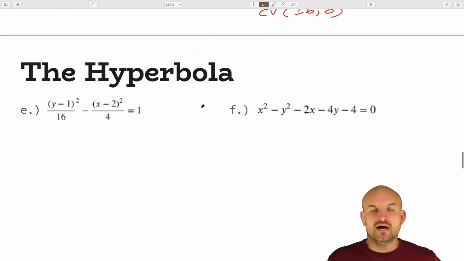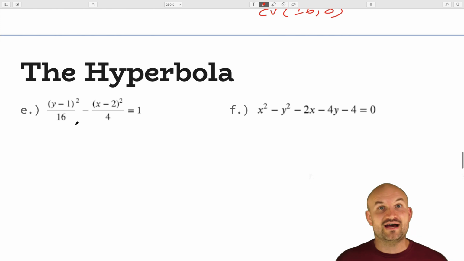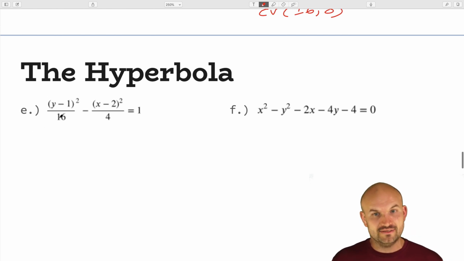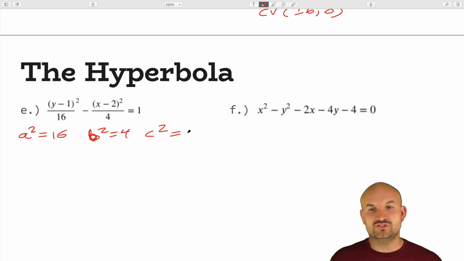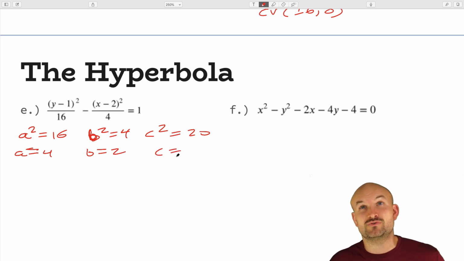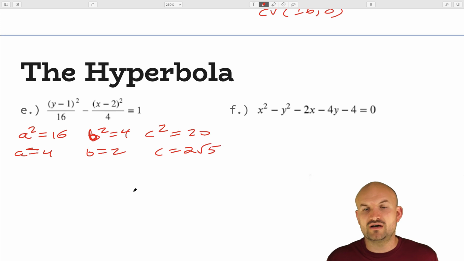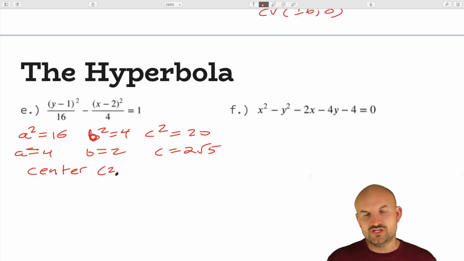Okay. All right, so in these last examples, again, first thing we can do is identify our a squared, which in this case is going to be 16. So in this case, I have my a squared is equal to 16. My b squared is equal to 4. And my c squared is going to equal 20. So a is equal to 4. B is equal to 2. And c is equal to the square root of 20. So that would be 2 square root of 5. The center in this case, though, is again now going to be at 2, comma 1.